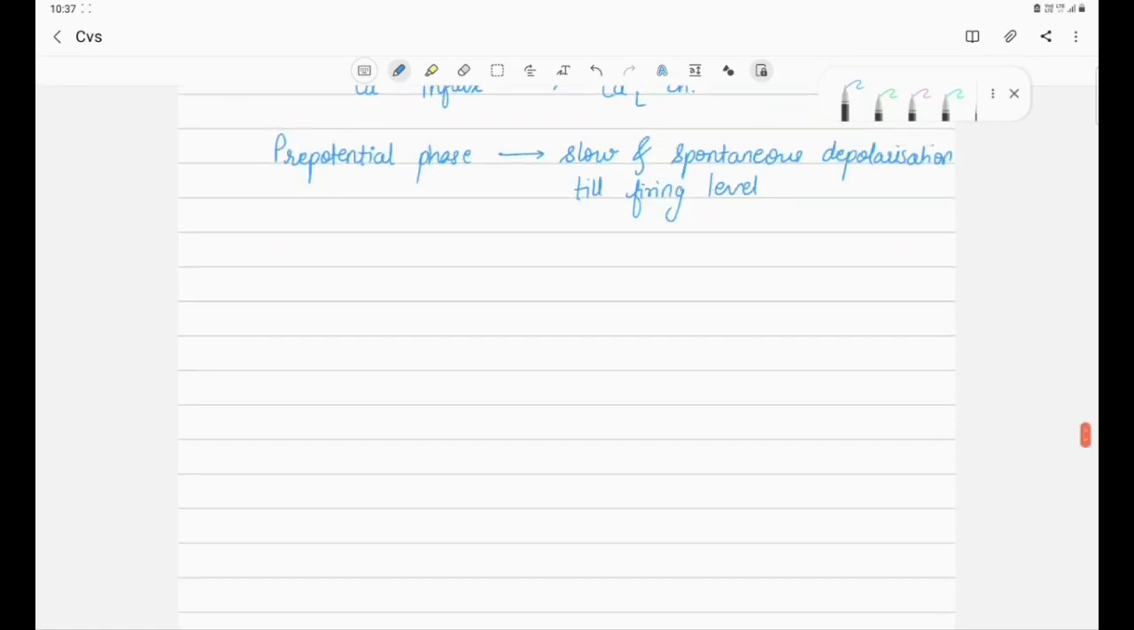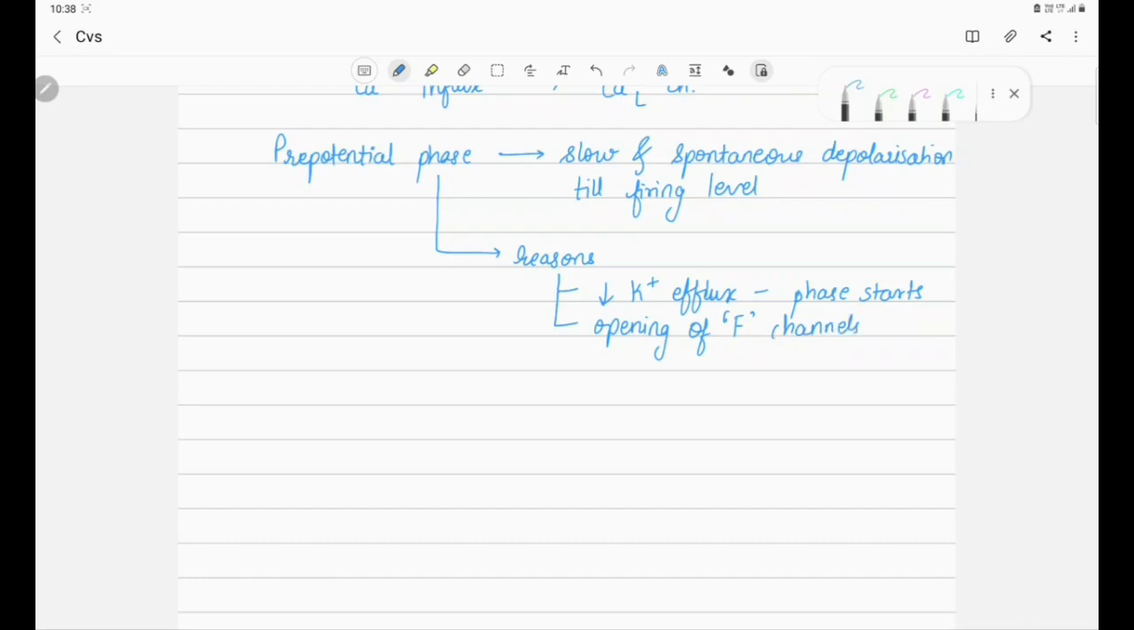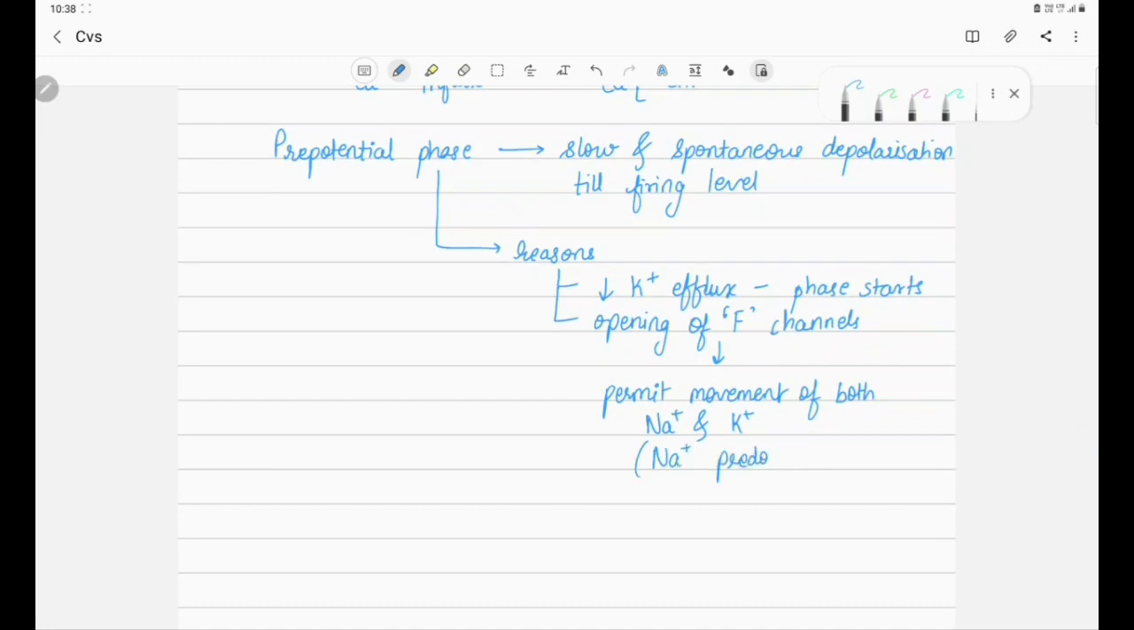Now there are reasons for this prepotential phase. So we are seeing the 3 reasons of prepotential phase. There is decreased potassium efflux at the end of the repolarization phase, and hence the prepotential phase starts. Then there is opening of the funny channels. What does happen from this? These funny channels permit movement of both sodium and potassium ions, but the sodium movement is predominated. And the last reason is the calcium influx by calcium T channels.